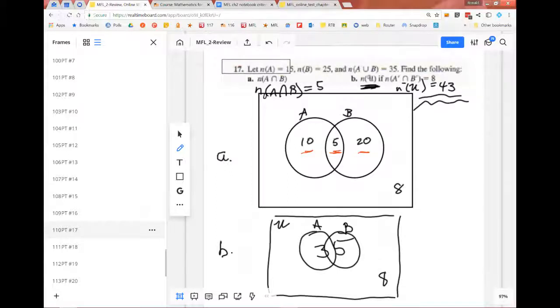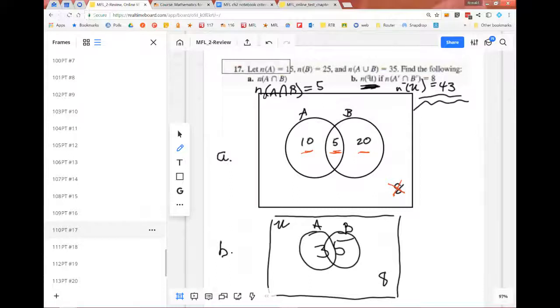So what are we supposed to find? Find A intersect B. Well, the number, all right, that's 5. By the way, this shouldn't really be in that diagram. Not for part A. Okay. Oh, for part B. Okay. Yeah, so I snuck it.